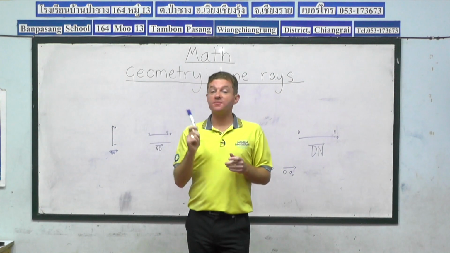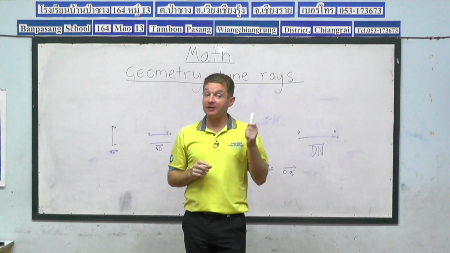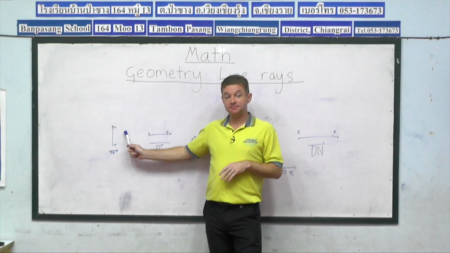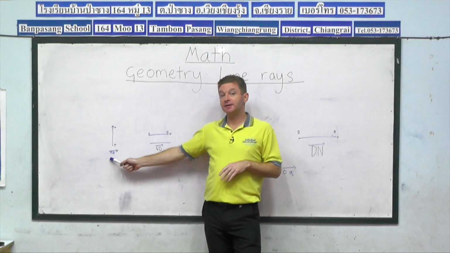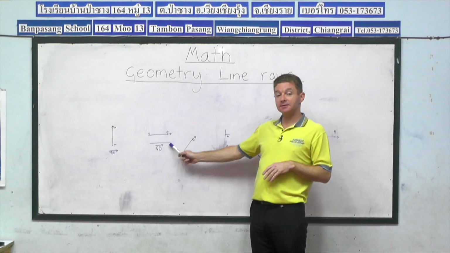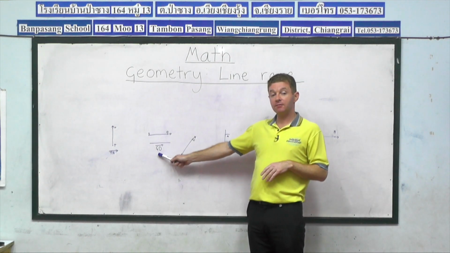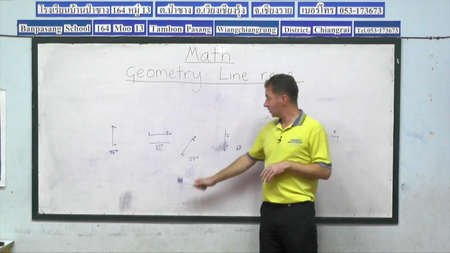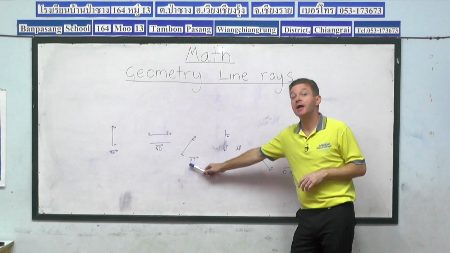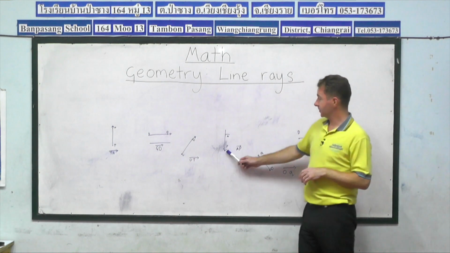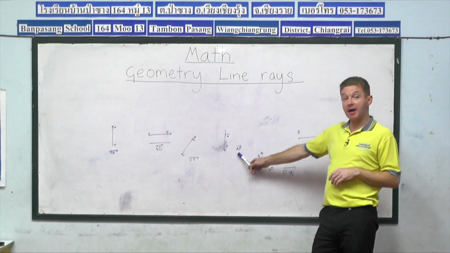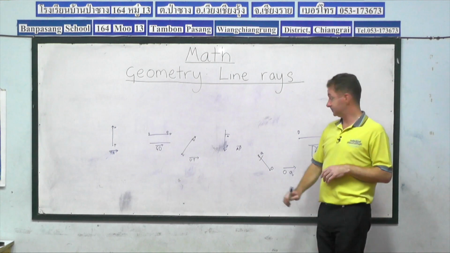So now that we've got all of our line rays on the board, let's practice speaking one more time. Vertical line, line ray, TN. Parallel lines, line ray, GO. Diagonal line, line ray, UT. Perpendicular lines, line ray, AP.